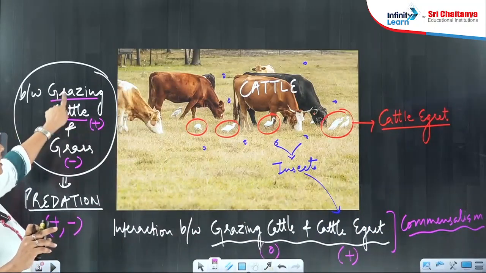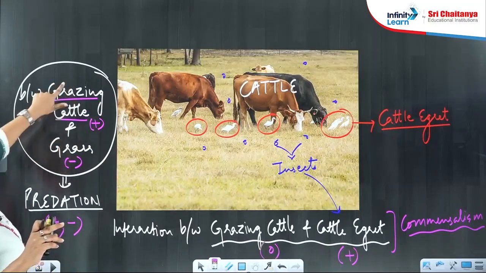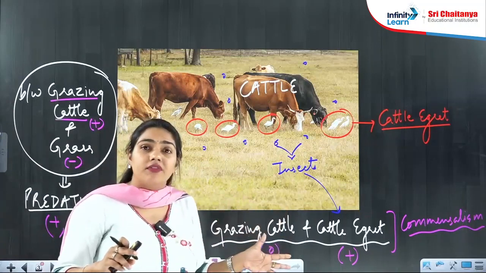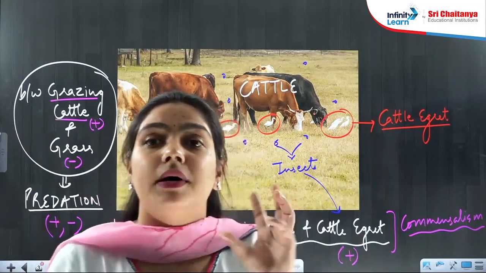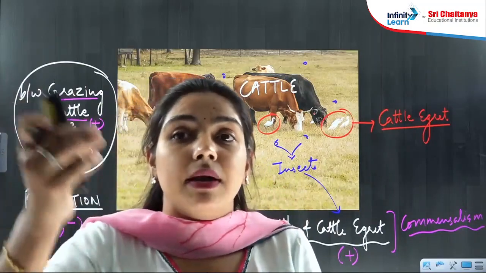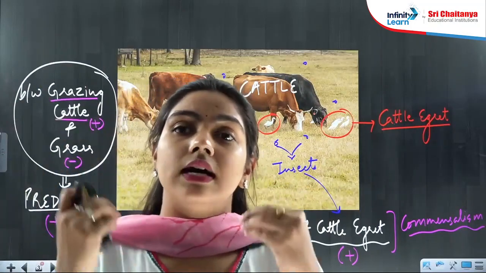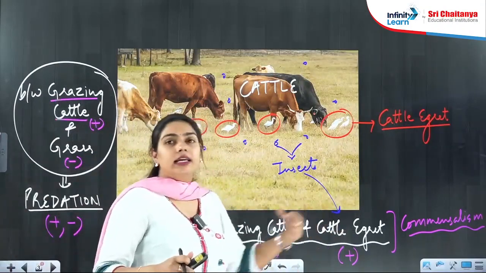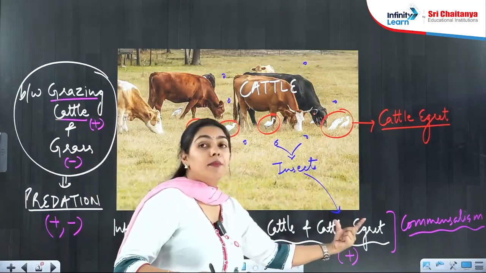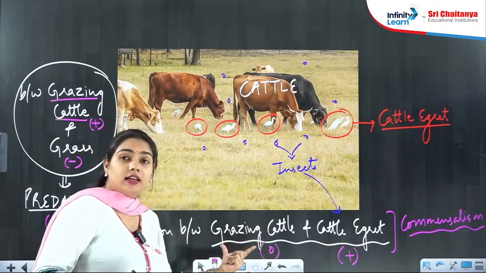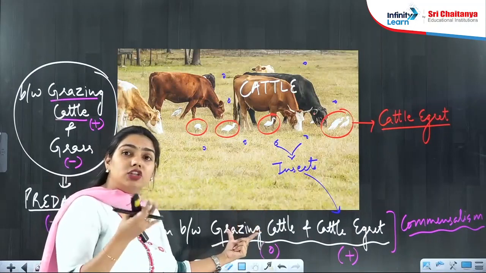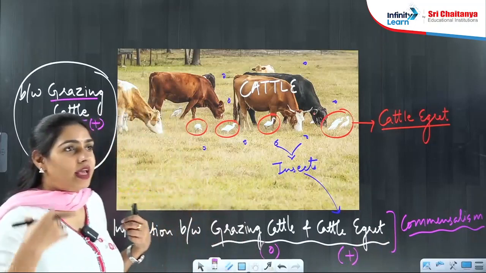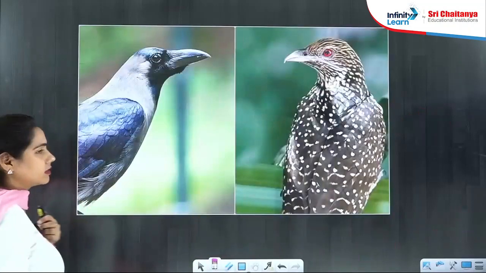Here grazing cattle is plus, because that is between grazing cattle and grass. But grazing cattle is not getting any benefit from the cattle egret. The bird is not giving any benefit or harm to the cattle. What is the interaction between grazing cattle and cattle egret? Cattle egret is getting the benefit because of the cattle, whereas grazing cattle is not getting anything because of the cattle egret. Simple words. Okay, everyone, let us go to the next question.